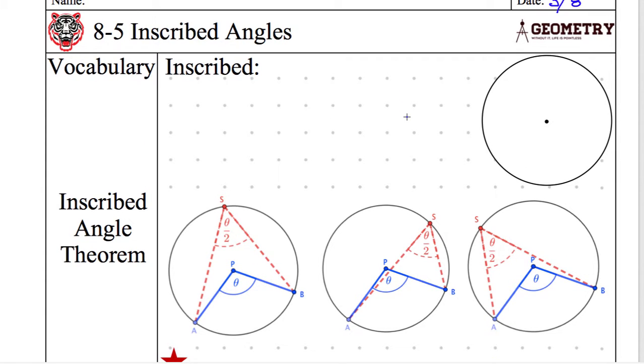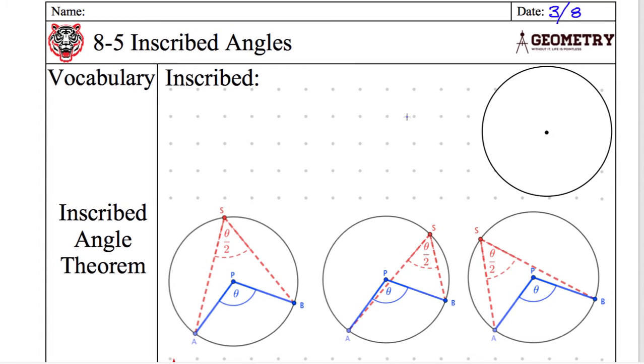All right, we're talking about inscribed angles. Again, this is one of the easiest lessons for the entire unit. All right, if we're borrowing pencils, make sure to give them back.